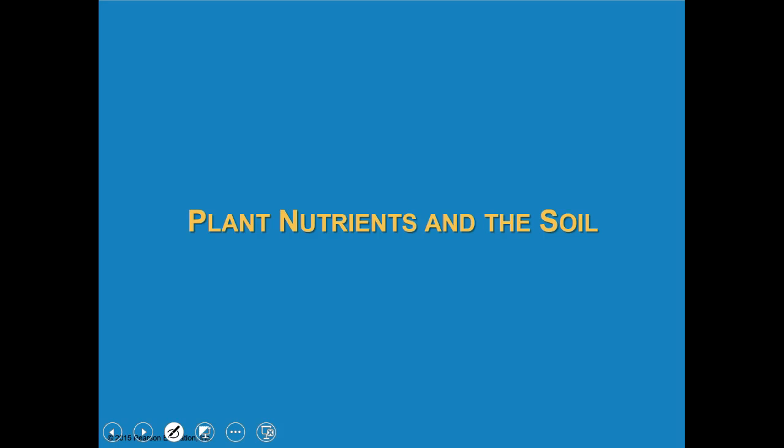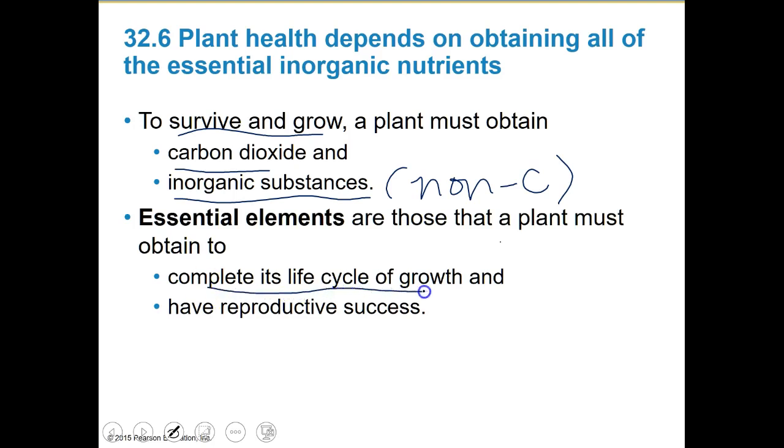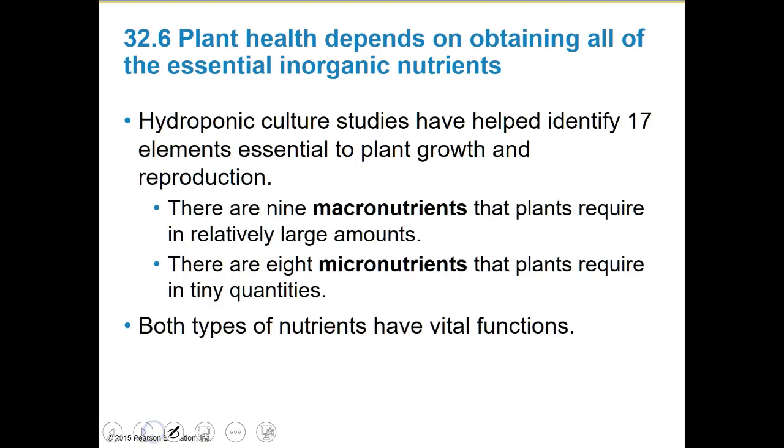Alright, so now we're going to talk a little bit about plant nutrients and the soil. So just about what some of that is. If you've heard about some of these things, we've talked about nitrogen in the soil. This gives you some of that background too. Like, why Venus flytraps? What do they have to do because they're in nitrogen-poor soil? What does that mean? So we're going to talk about this. To survive and grow, a plant has to obtain carbon dioxide and some inorganic substances. Inorganic just means non-carbon. Okay, it doesn't contain carbon. So essential elements are those that a plant must obtain to complete its life cycle and have reproductive success. Essential elements are pretty descriptive. It is essential to it being able to survive and reproduce.